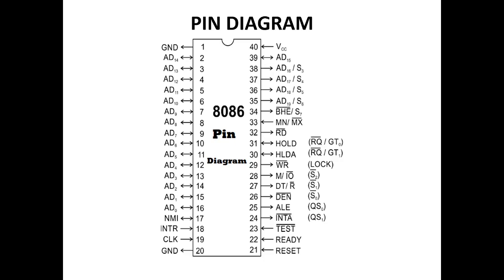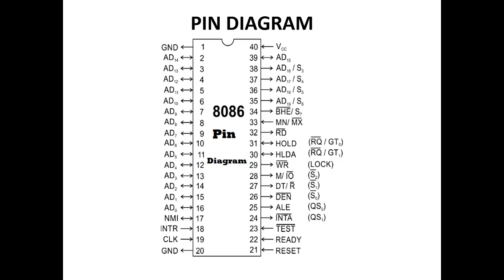With the help of S0, S1 and then S2, the machine cycle should be processed. If all of S2, S1, S0 are 0, that is interrupt acknowledgement. If S2 and S1 are 0 and S0 is 1, it means IO read. If S2 is 0, S1 is high and S0 is 0, it means IO write operation. If S2 is 0 and S1, S0 are high, it means it's a halt operation.